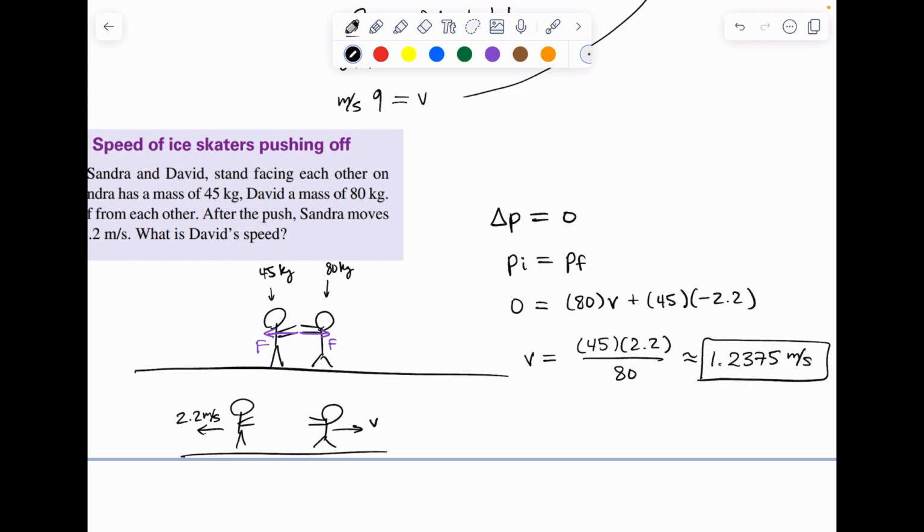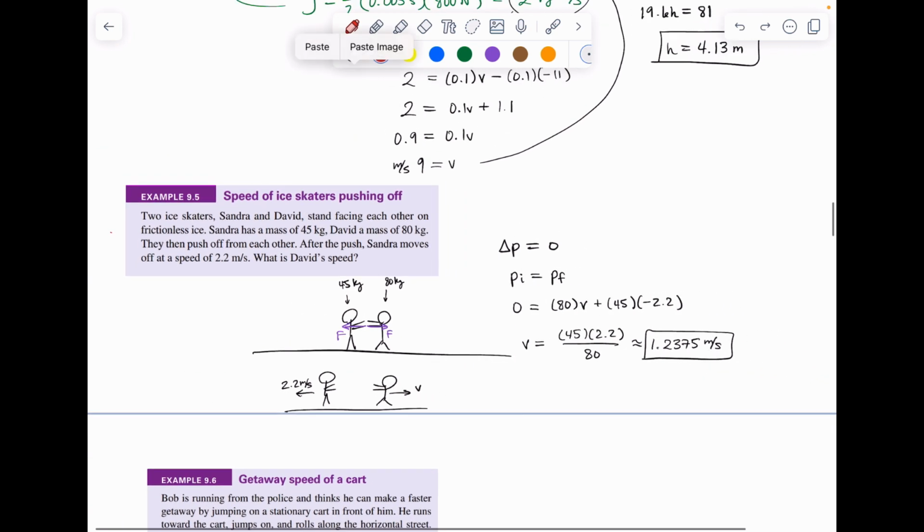And we should expect this number to be less than the speed of Sandra because David has more mass, right? So if the same force is applied to a heavier object, it's not going to accelerate quite as fast. If you get a bigger number, you know you've done something wrong.